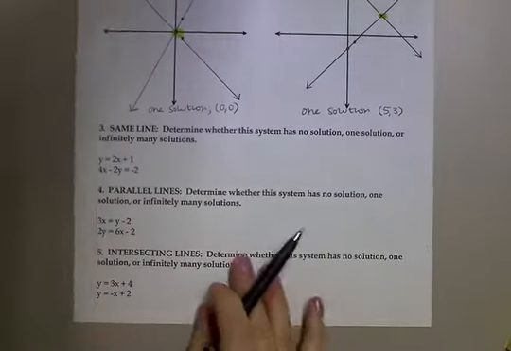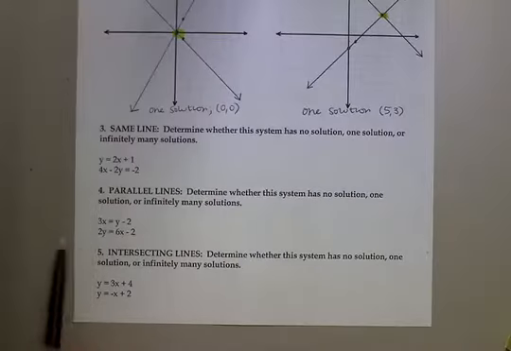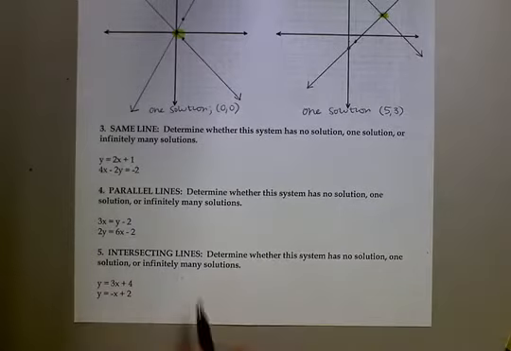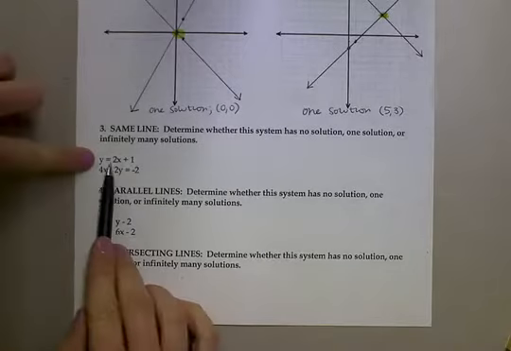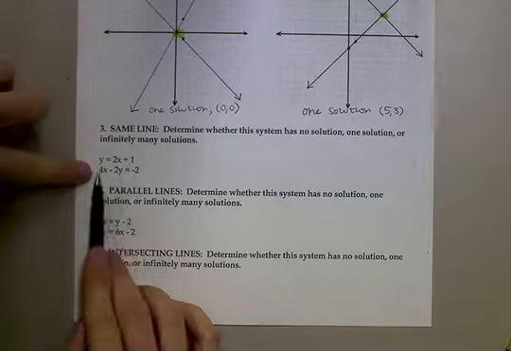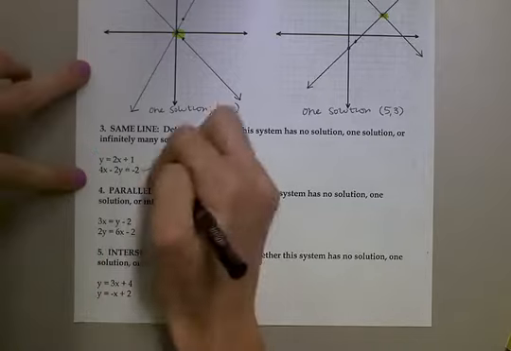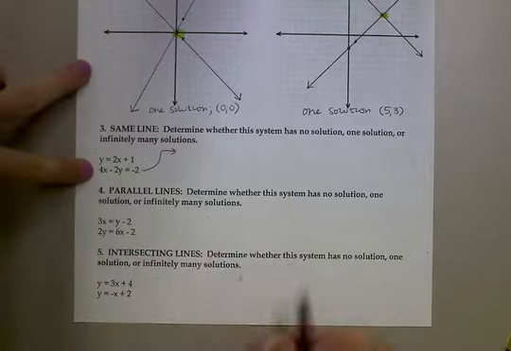where we're dealing with the same line. Now these two equations look different, but let's rearrange them and see if they are in fact the same line. So this first one is already in slope-intercept form. The second one is not. I'm going to put the second one in slope-intercept form and see if we do get the same line.